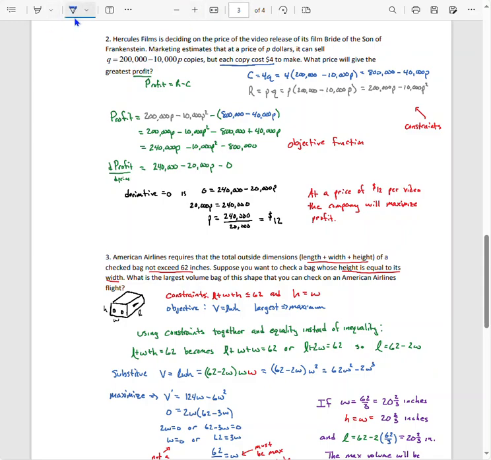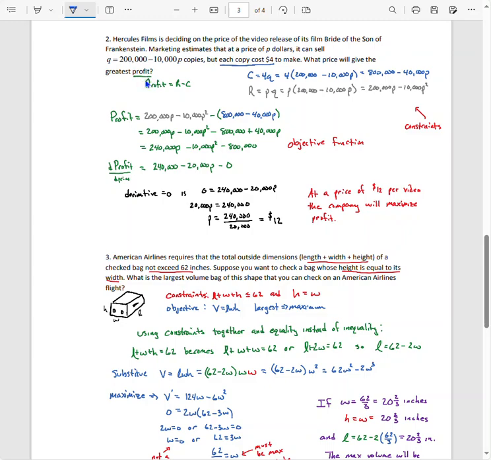Hercules Films is deciding on the price of its video release of its film Bride of the Son of Frankenstein. Marketing estimates that at a price of P dollars, it can sell Q equals 200,000 minus 10,000 P copies, but each copy costs $4 to make. What price will give the greatest profit?